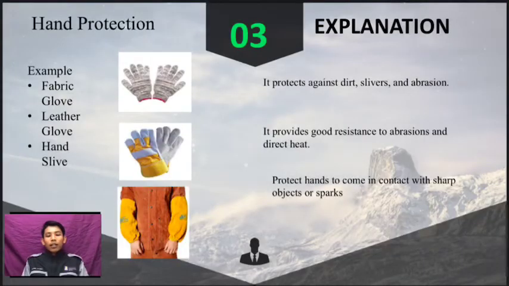The next explanation is about hand protection. Examples of hand protection are fabric gloves, leather gloves, and hand sleeves. The function of the fabric glove is to protect against dirt, slivers, and abrasion. The function of the leather glove is to provide good resistance to abrasion and direct heat. Last but not least is the hand sleeve, which protects the hand from contact with sharp objects or welding sparks.